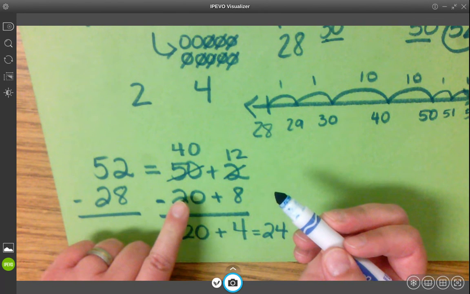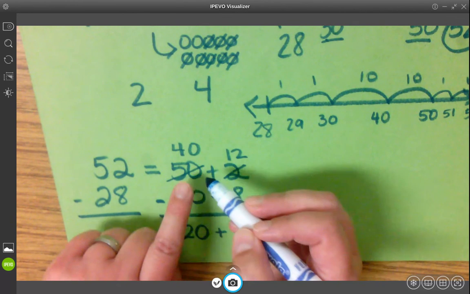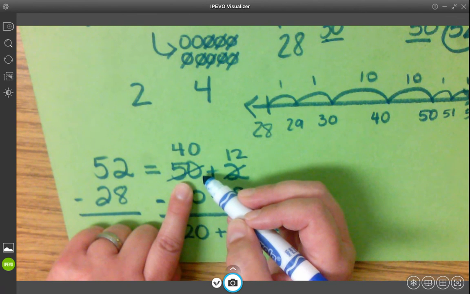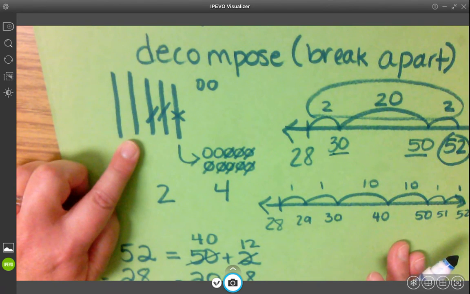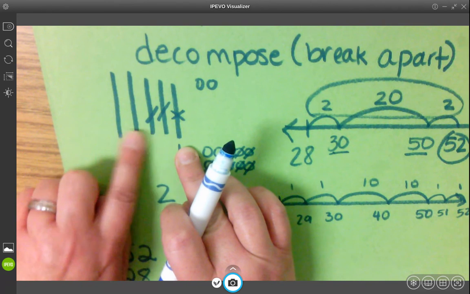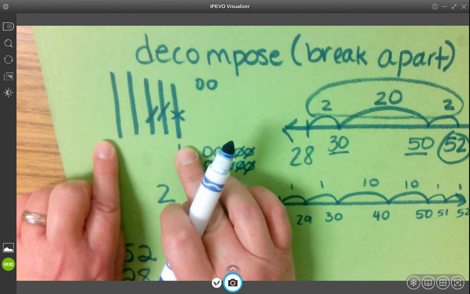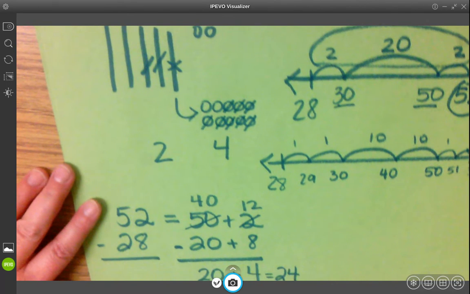Whereas here they can see that, okay, yes, I cannot take 8 from 2. So I do need to make that 50 a 40. I do need to borrow a 10. Just like up here, when I had decomposed this one, I could see that I had 4 left, but it represented 40. So that's why it's a little confusing for kids.